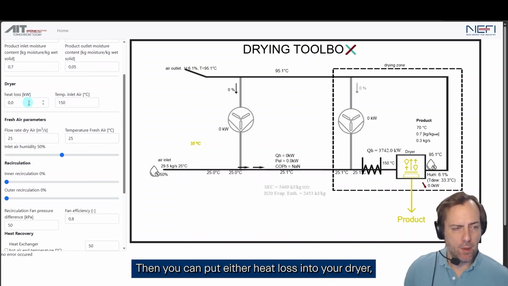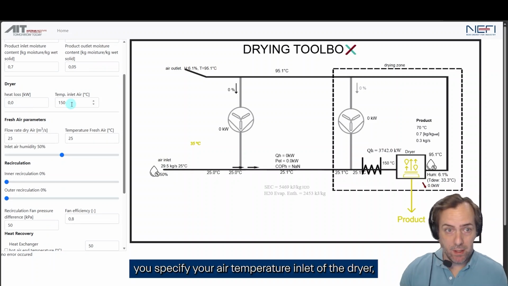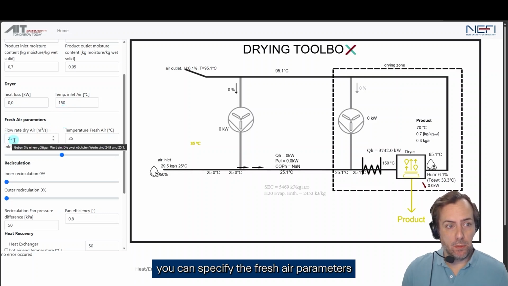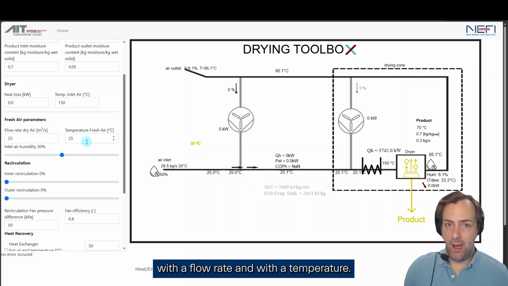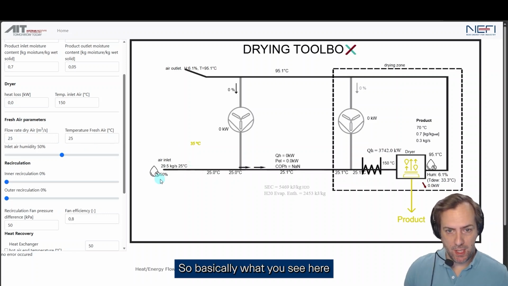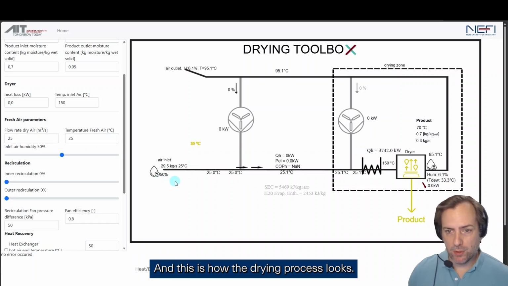Then you can put either heat loss into your dryer. You specify your air temperature inlet of the dryer. You can specify the fresh air parameters with a flow rate and with a temperature. So basically what you see here. And this is how the drying process looks.